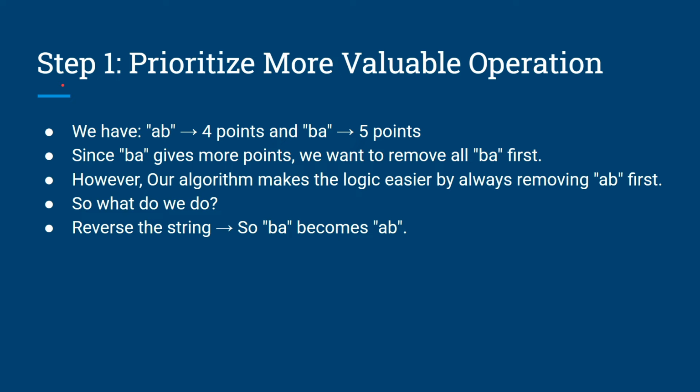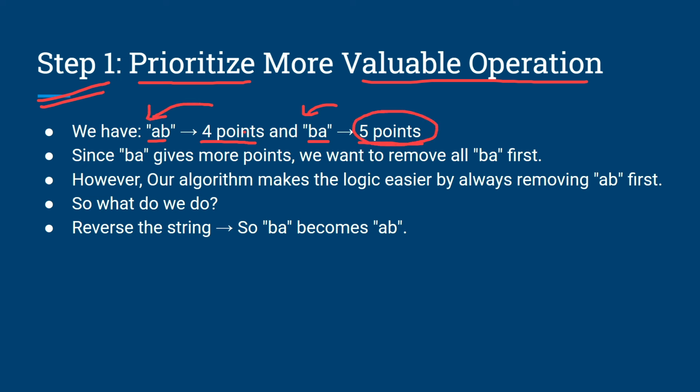So let's suppose how we are going to prioritize the valuable operations. Which operation is valuable, and how are we going to prioritize it? So we can say we have AB and that has 4 points, then we have BA and its points are 5. Now you can think that if I apply this, I am getting 5 points. If I am removing this operation from the string, we are getting 4 points.